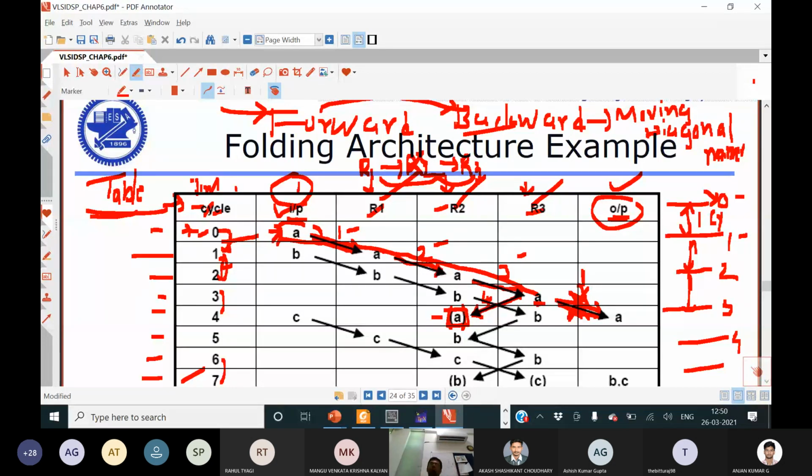Then I need to go backward. So that's why from R3 I go to R2, and this is the end of the journey. So A's life is completed because A existed from 1 to 4. Once the life of a particular variable is completed, at that particular instance you need to take it as an output.